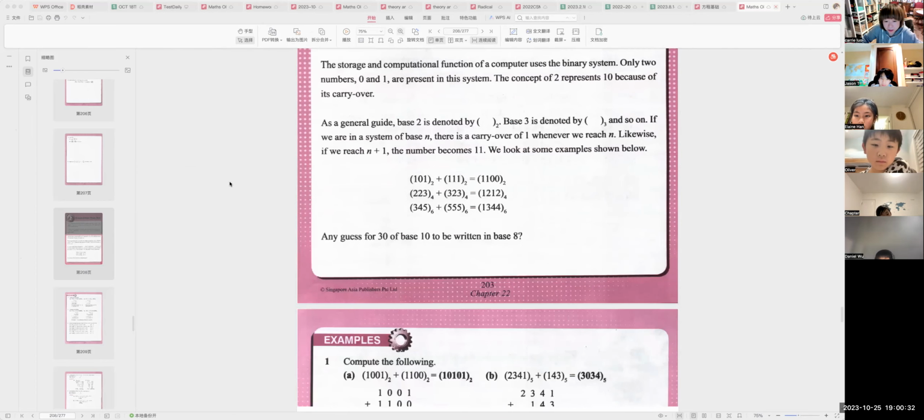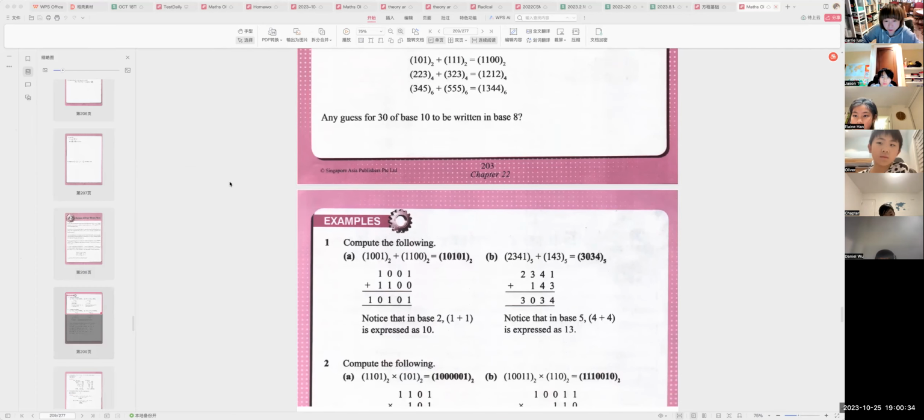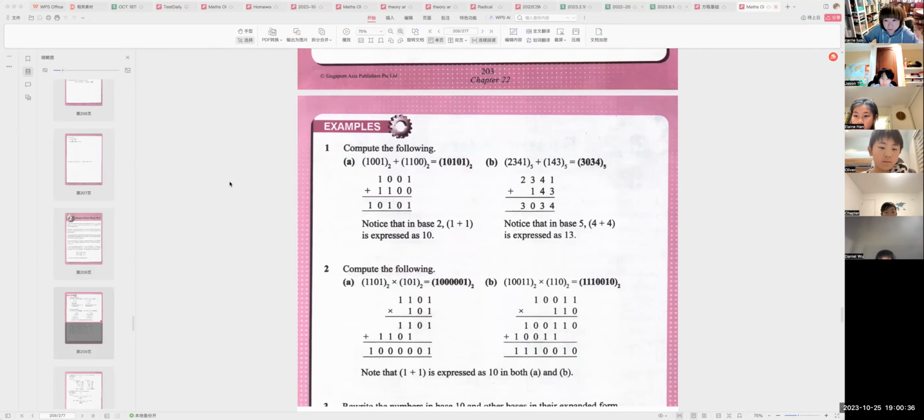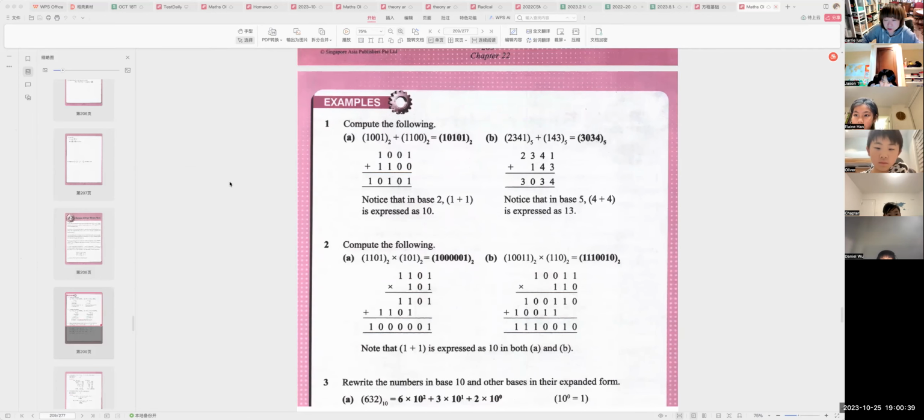So let's take a look at the first one. We want to compute the following. They both have a different base. The first one has 1001 base 2 and 1100 base 2. So how do we do it? Again, the same thing we did before. It's 1001, and everybody, I want you to put a little 2 behind it, because that will be really helpful.